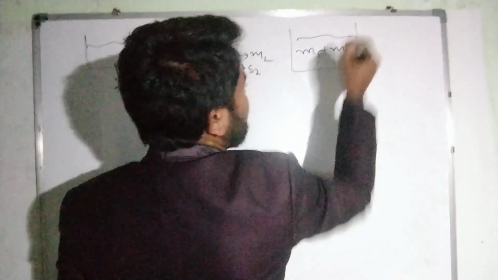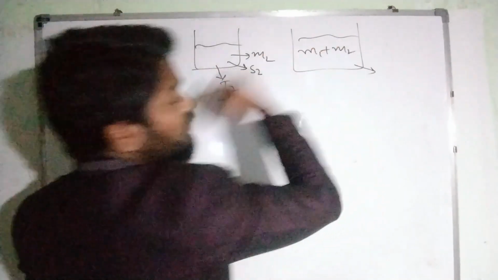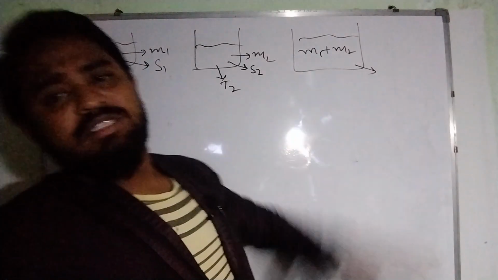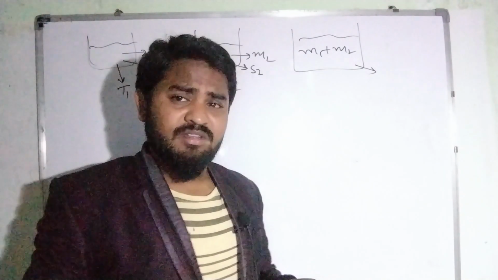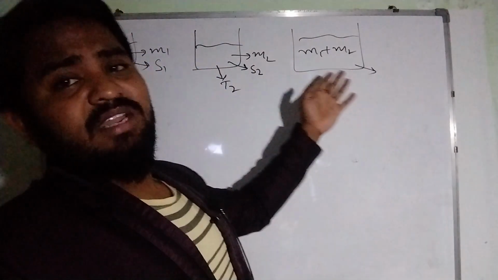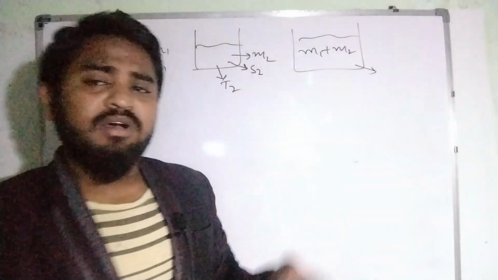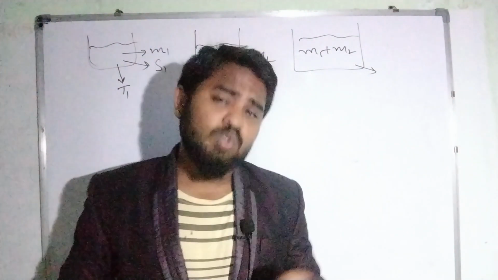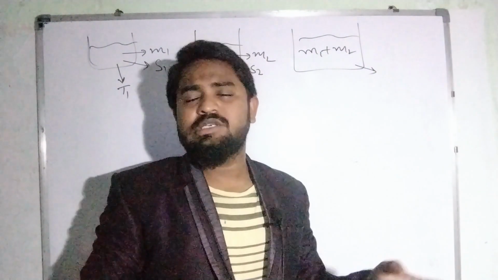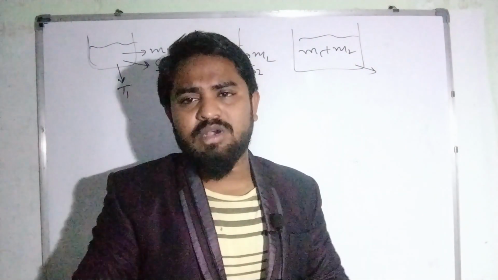The final mass is M1 plus M2. What about the final temperature? It is not like mass, right? We cannot add T1 plus T2, right? Just imagine when you are going for a bath, if the water is too hot, you will add cool water to decrease the temperature of the hot water, isn't it?